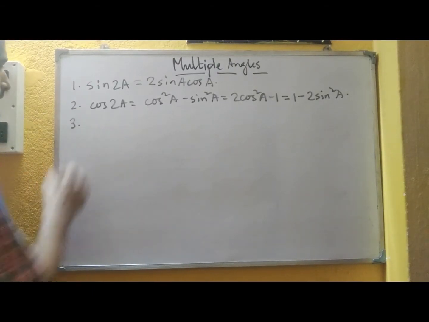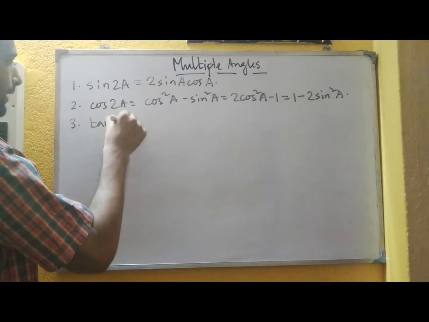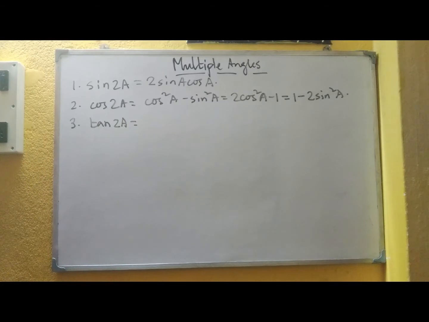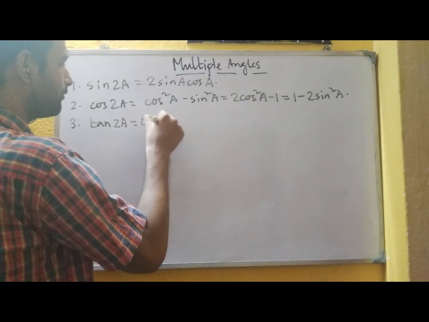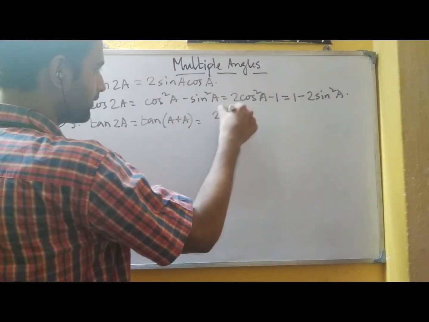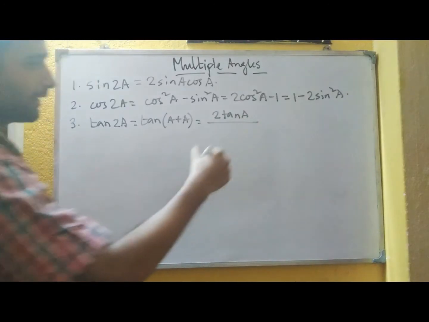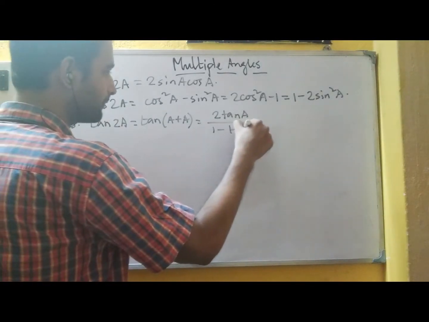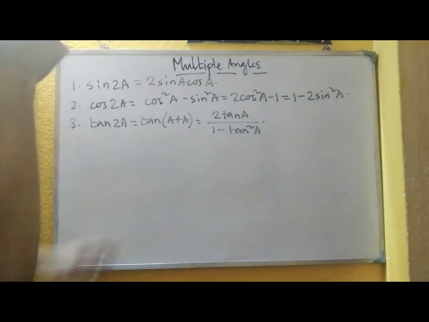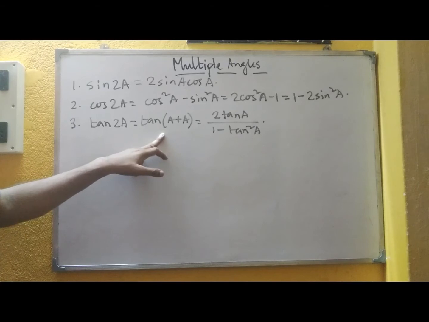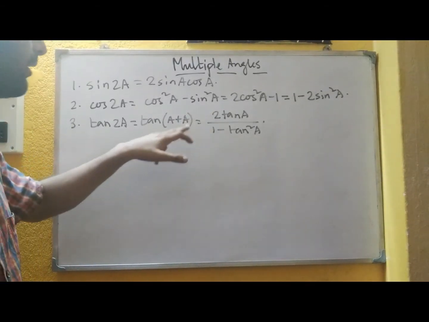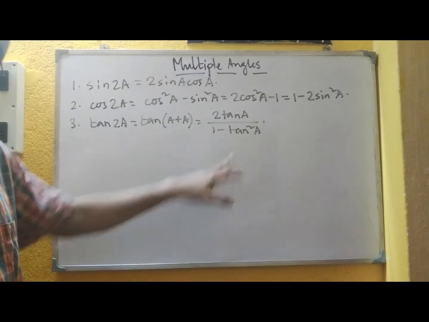Formula 3. It's about, as we know, tan 2A. And according to the formula of tan of A plus B, we can write it as tan of A plus A. And that should be tan A plus tan A, that means 2 tan A by 1 minus tan A into tan A, that is 1 minus tan square A. I think you have understood the expression, why it is coming. Because it will be tan A plus tan A by 1 minus tan A into tan A. So tan A plus tan A is 2 tan A, and 1 minus tan A into tan A, that is 1 minus tan square A.